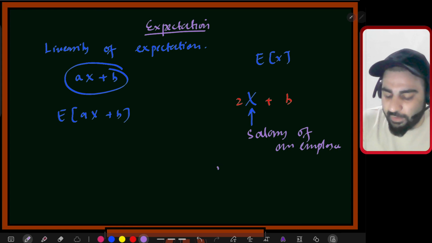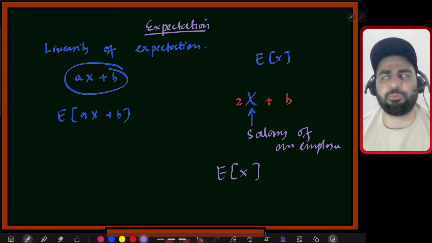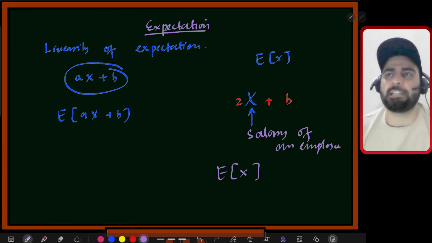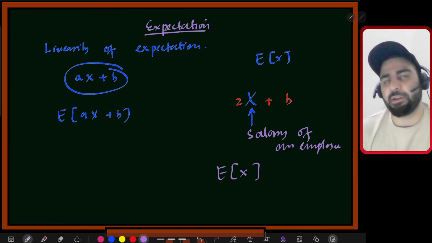So what is this E of X representing then? E of X is the expectation of the salary. What should be the average salary? If we have all the data with us, what will be the average salary? It will just give us a ballpark figure of how well a person is getting paid in this company.